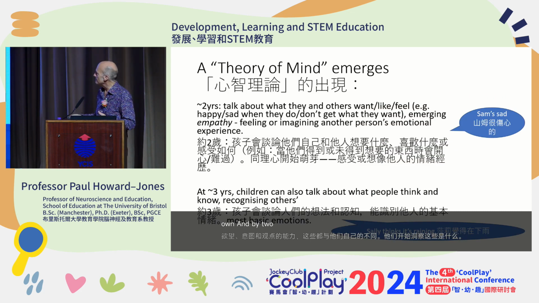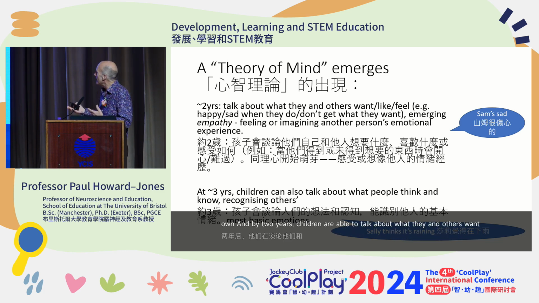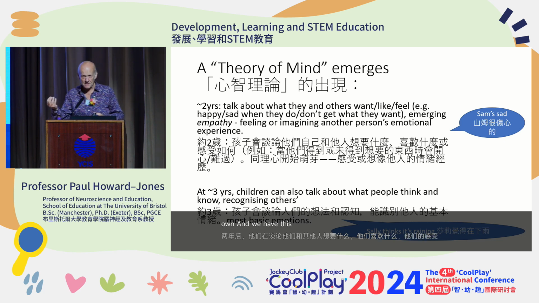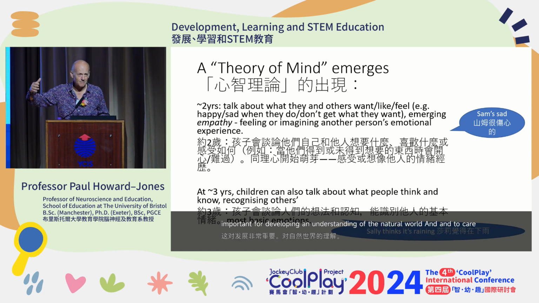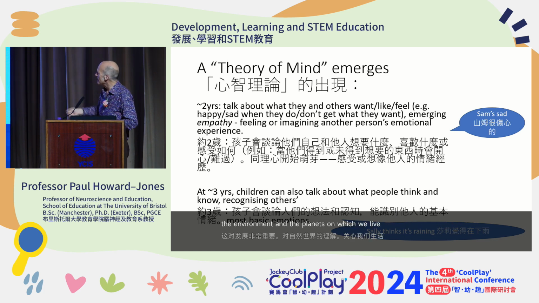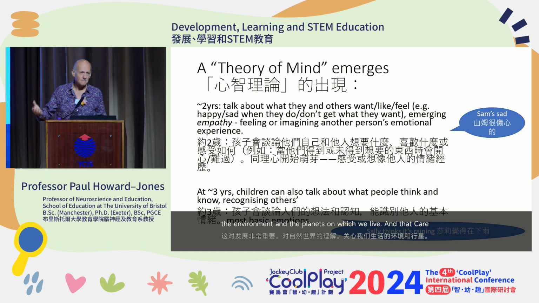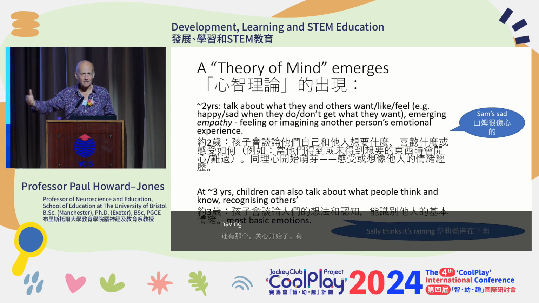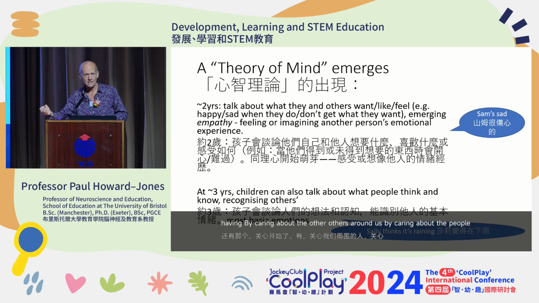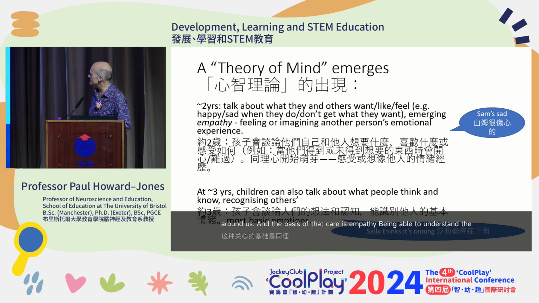And by 2 years, children are able to talk about what they and others want, what they like, what they feel, and we have this emergence of something called empathy, which is incredibly important, and I'll mention that later on as being really important for developing an understanding of the natural world and to care about the environment and the planet on which we live. And that care begins by caring about the others around us, by caring about the people around us. And the basis of that care is empathy, being able to understand the emotions of others.